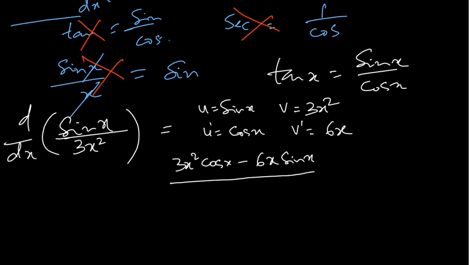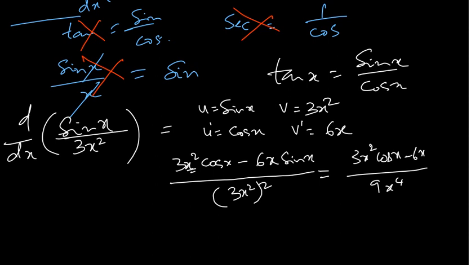How much is that? 3x square whole square, right? Yeah, this is correct. Okay, but you have to write it in a simplified form. So there is x to the power of 4. Yeah, correct. It's good.